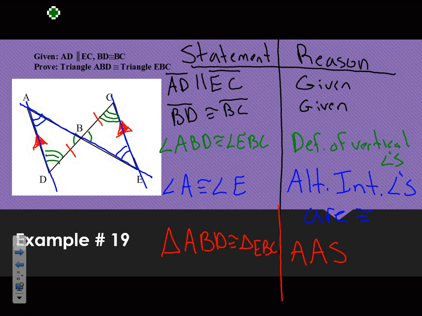used angle C is congruent to angle D. Alternate interior angles are congruent. But my reasoning at the end would be angle, side, angle. So there's two different ways you could have done this one.